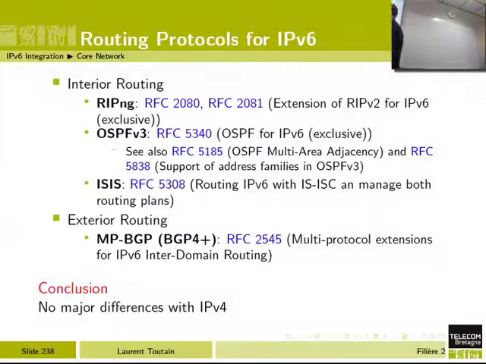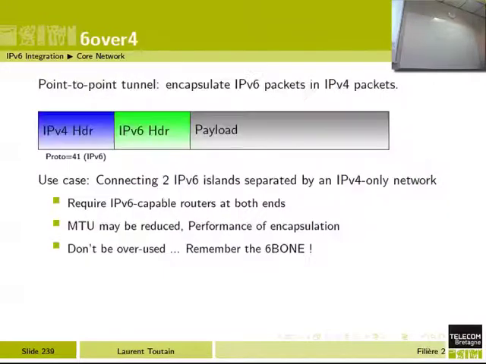For exterior gateway protocol, you have multi-protocol BGP. With multi-protocol BGP, when you set up peering between two BGP routers, you negotiate and say, are you able to carry or to talk IPv6? If the other one says yes, then you send the information regarding IPv6 prefixes. We already talked about that in the class about BGP, but there is very little change in the concept. Of course, you have to adapt things. OSPF maybe is the most difficult adaptation for IPv6, but the principles remain the same. So it's not really a problem.